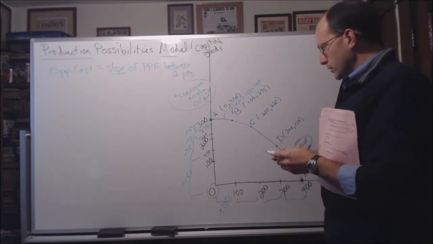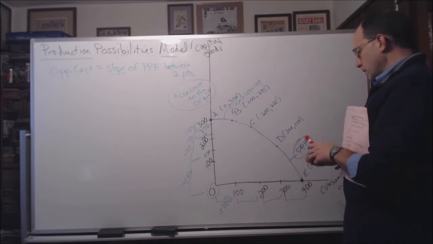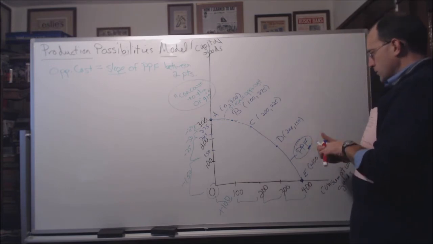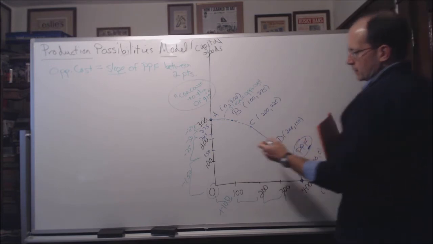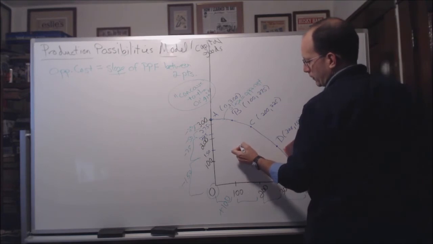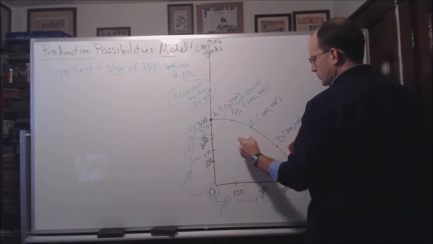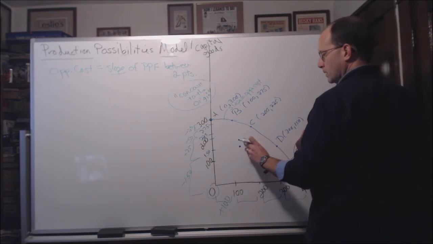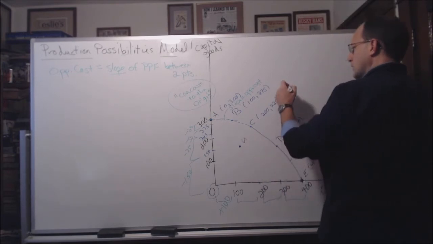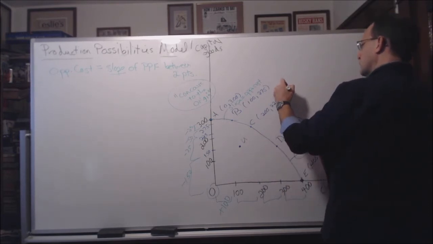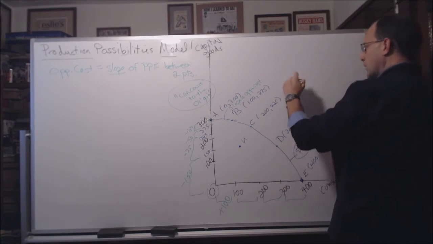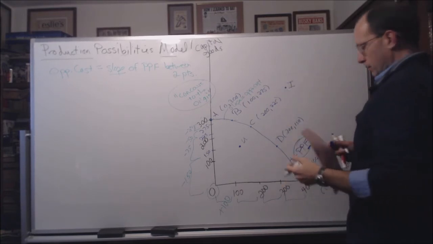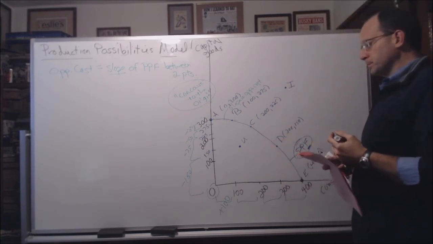Let me add a couple of additional points on here. I want you to do the same thing on your graph. I want you to add a point underneath the curve, somewhere down here, wherever you want to label it, and I want you to call it U. And then I want you to take a point that's beyond the curve, way out here, and we're going to call it point I. So please add those in.